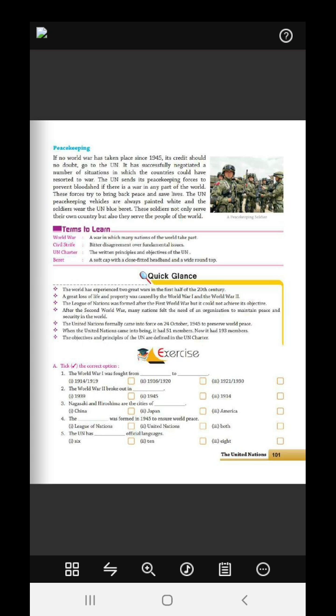The UN peacekeeping vehicles are always painted white, and the soldiers wear the UN blue beret. The soldiers not only serve their own country, but they also serve the people of the world. So this was our video.